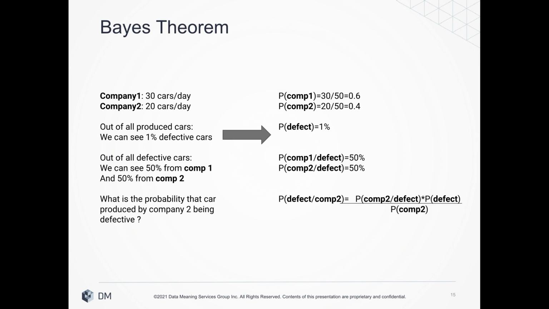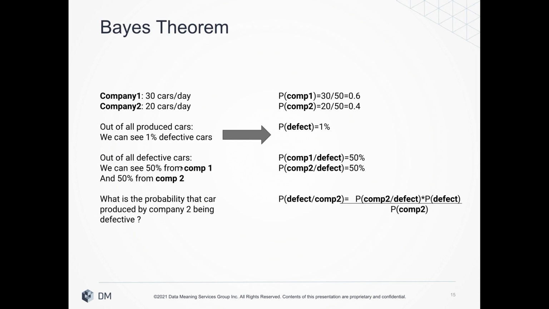Imagine we have two companies that have car production lines, and the first company manufactures 30 cars per day and the other one produces 20 cars per day. The probability of having a car from company 1 is 60% and from company 2 is 40%. And we can know from our internal system logs and the company logs that out of all the produced cars we see 1% defectiveness. So the probability of defect is 1%.